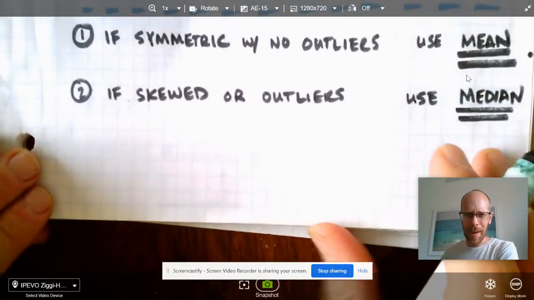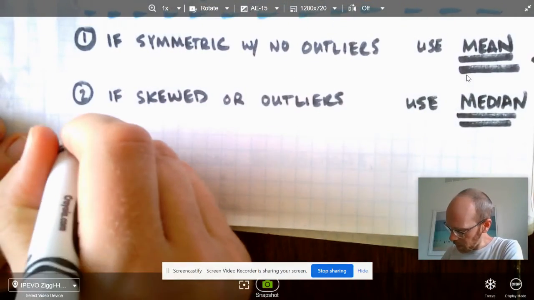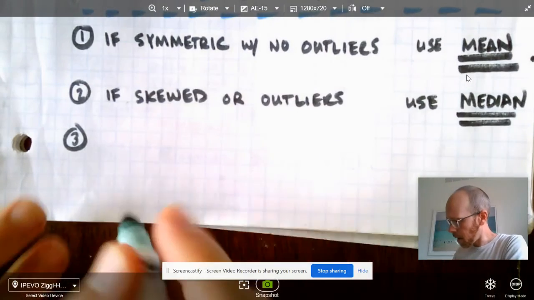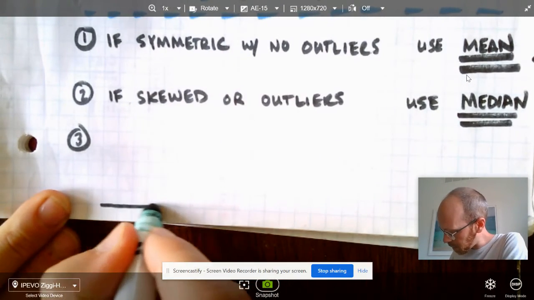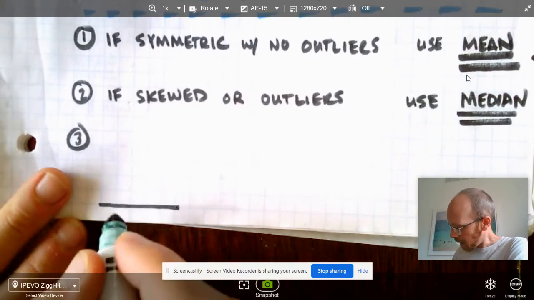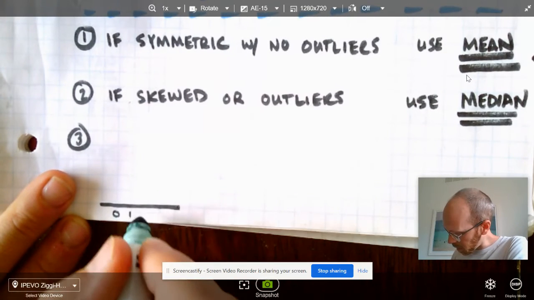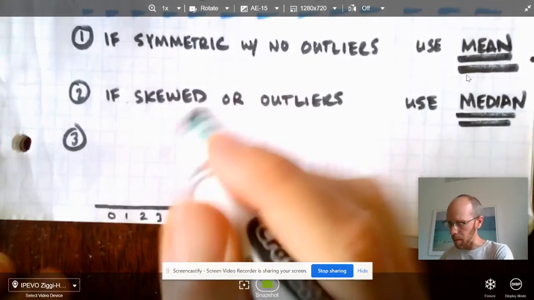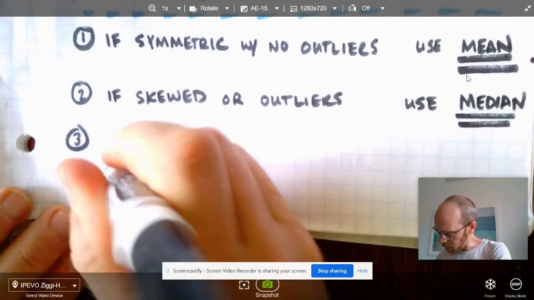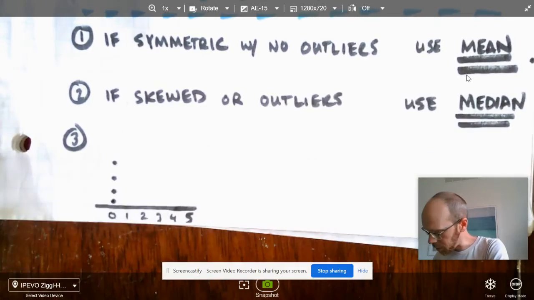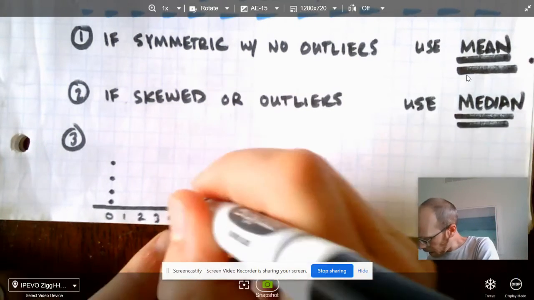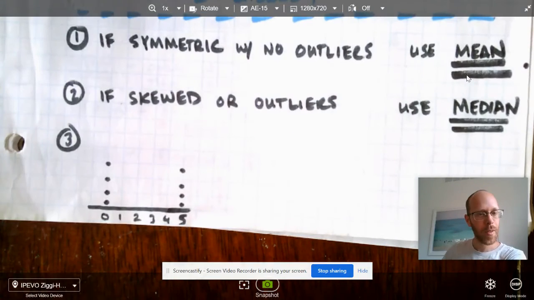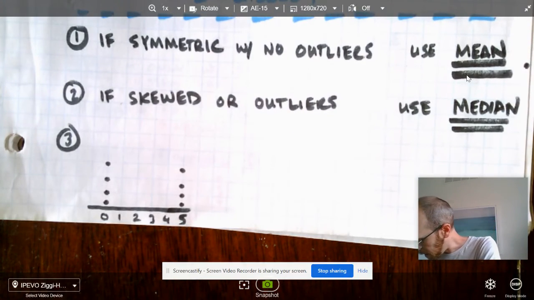Now, let's not leave out our friend the mode. There is a kind of rare case where you might choose to use the mode. And let's look at it. Let's go back to penguins. Imagine we had 0, 1, 2, 3, 4, or 5. In my 4th hour class, 4 students said 0. And 4 students said 5.